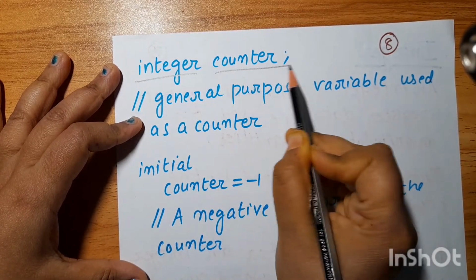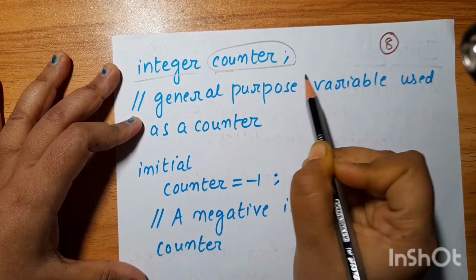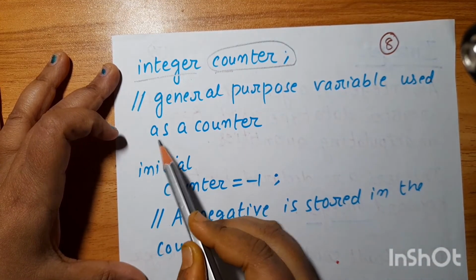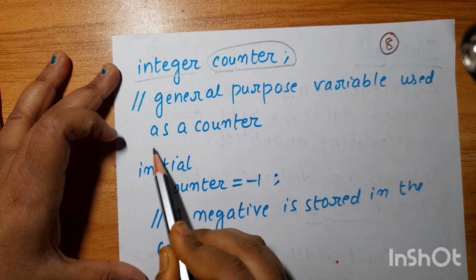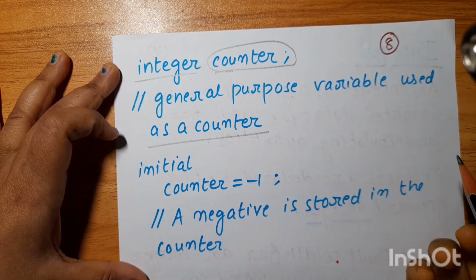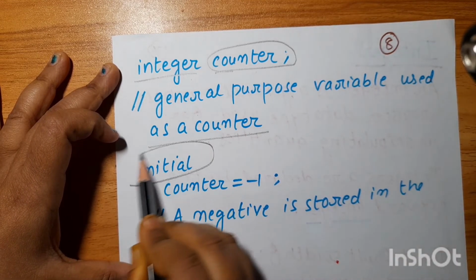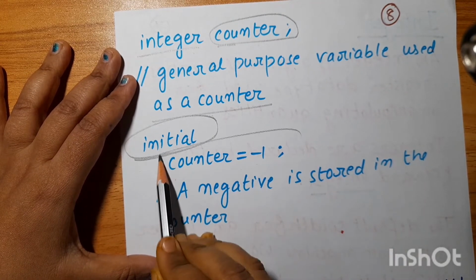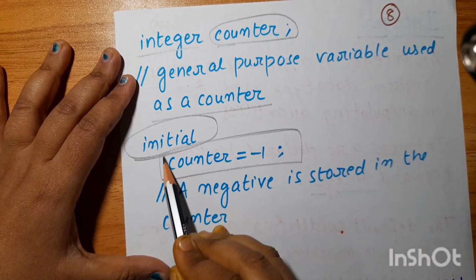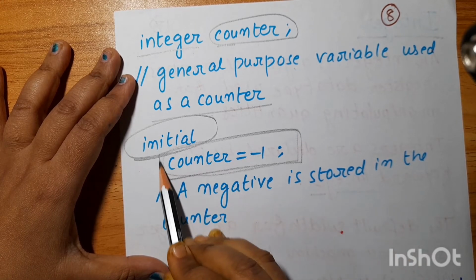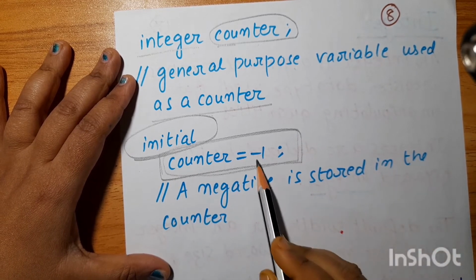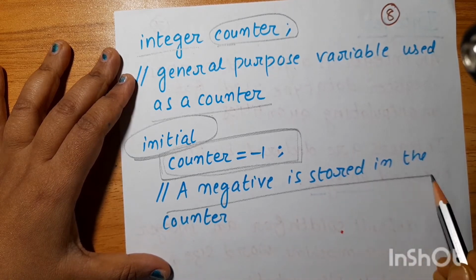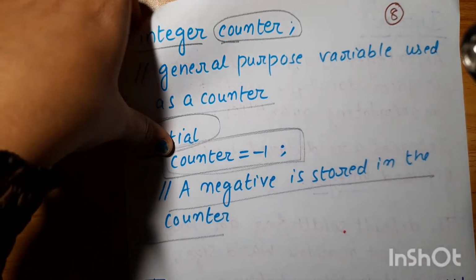Now, an example of an integer variable is shown. Integer keyword, counter is a variable, data type integer. Here: integer counter semicolon. I have put the comment: general purpose variable used as a counter. Now in the initial block, counter is equal to -1. So here we are showing the signed character of the integer variable. So we have stored the number -1. A negative value is stored in the counter.